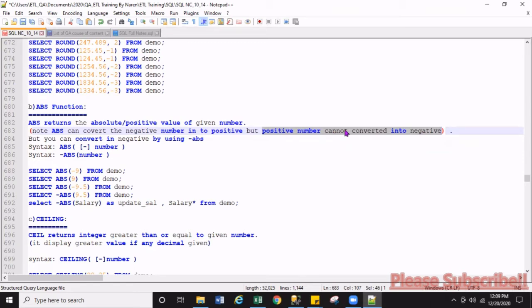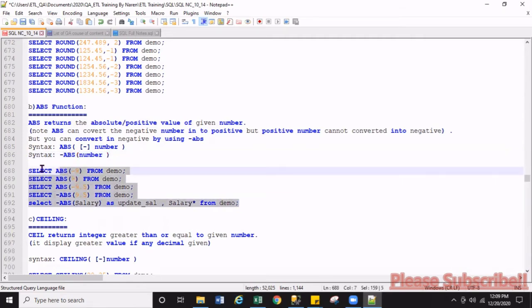But if you really want to convert to a negative number, you can use the minus sign before the ABS function. For example, the syntax is ABS, and put the value as a negative and run the query. It converts to a positive. And if you have a positive number and want to convert it to negative, put the minus in front of the ABS and do that.